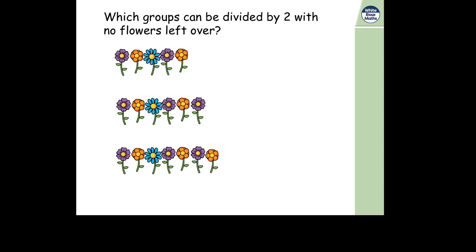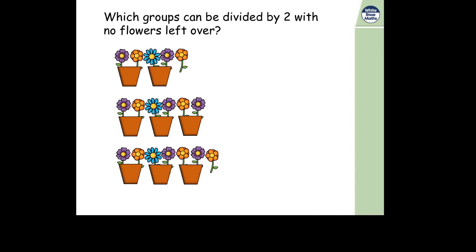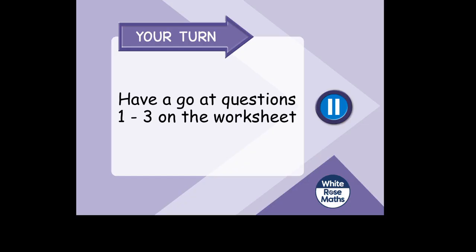So which of these, have a think, which of these can be divided by 2 with no flowers left over, and which ones can't? So there's no writing down for this. Let's have a look. So there's a pot of 2, there's a pot of 2, there's 1 left over. Look here. There's a pot of 2, there's a pot of 2, and there's a pot of 2. So they're fine. 2, 2, 2. Oh, and look, we've got 1 left over as well.